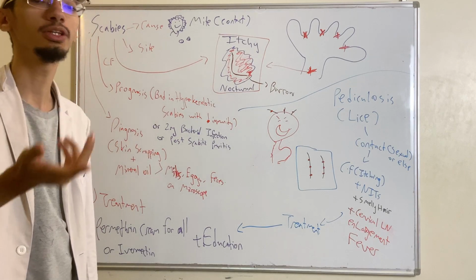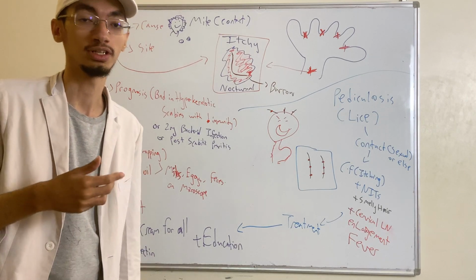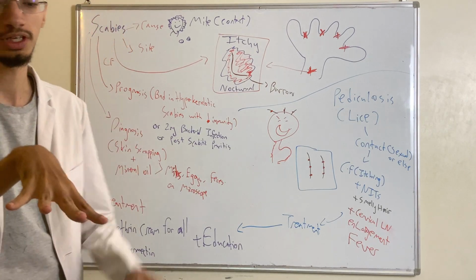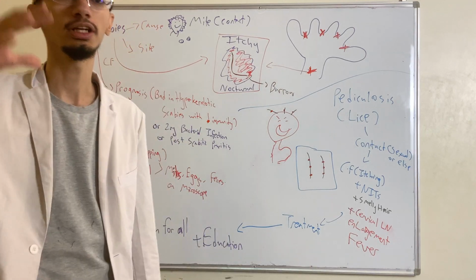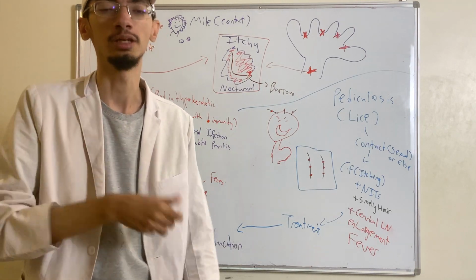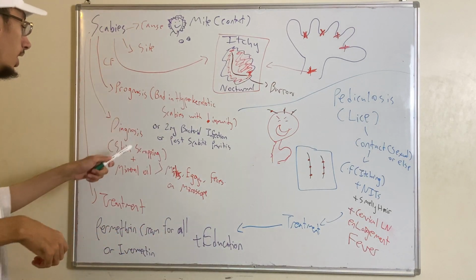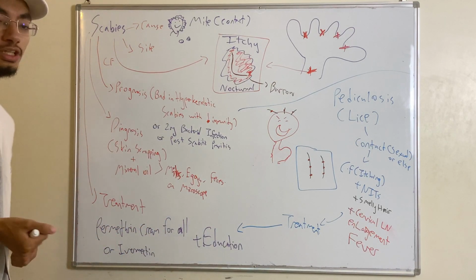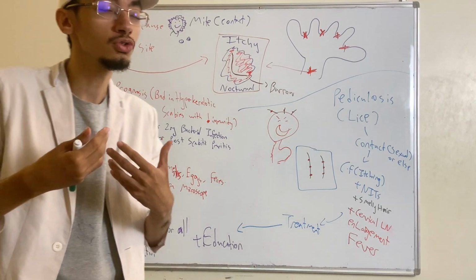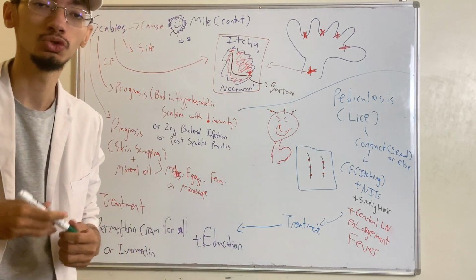So how do I diagnose this case? You diagnose it clinically, especially if you see a lesion in between the fingers. You can get an idea this is most likely scabies. But to confirm it even further, you can also do skin scraping. You can't just rely on clinical diagnosis.